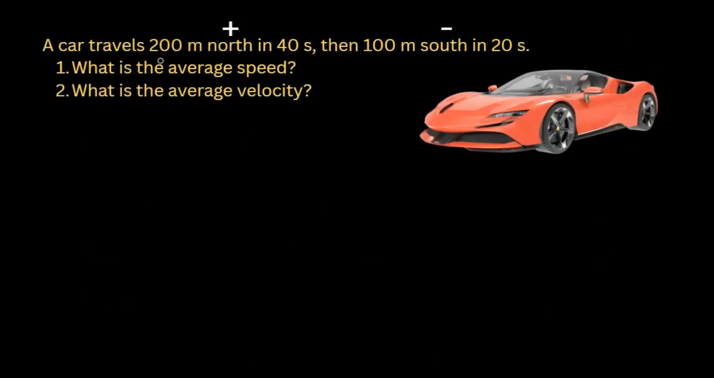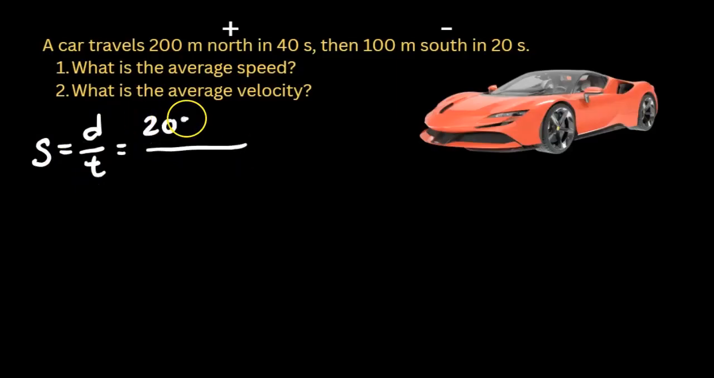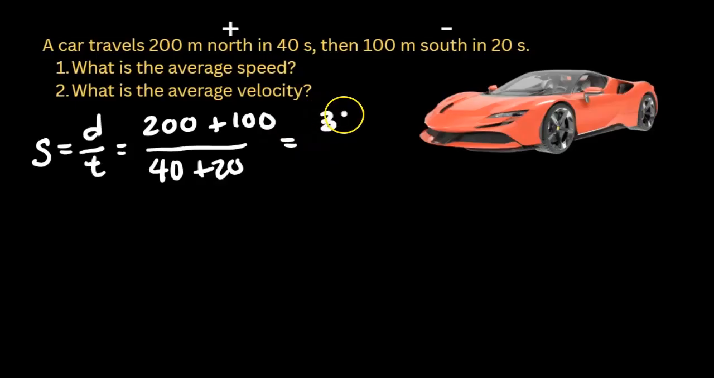A car travels 200 meters north in 40 seconds, then 100 meters south in 20 seconds. What is the average speed? The equation for average speed is distance divided by the time, the total distance divided by the time. The total distance is 200 plus 100, and the total time is 40 seconds plus 20 seconds. This gives us 300 meters divided by 60 seconds, and we get 5 meters per second.